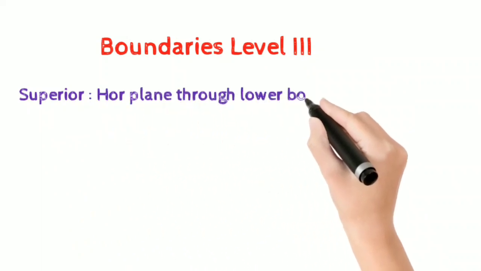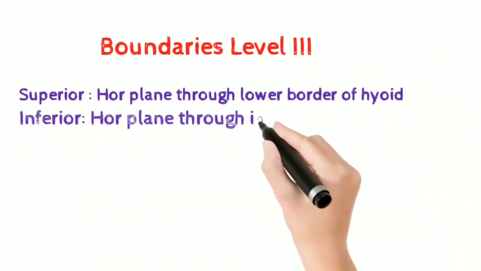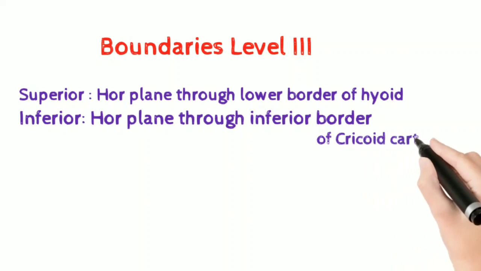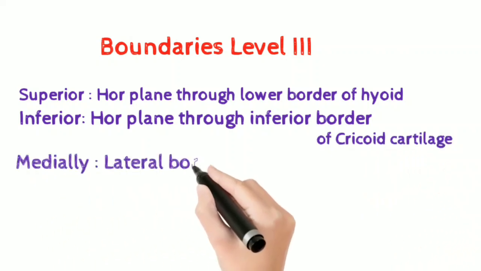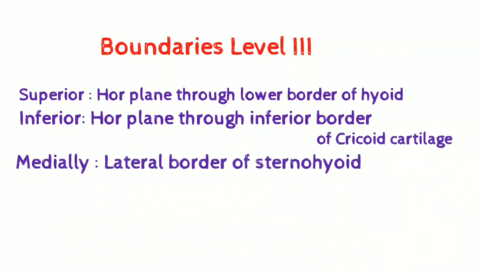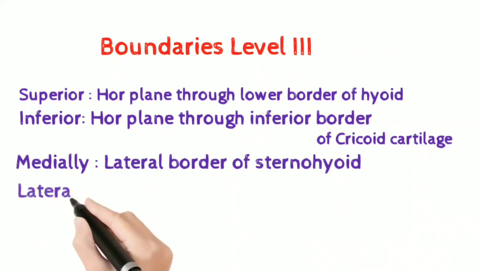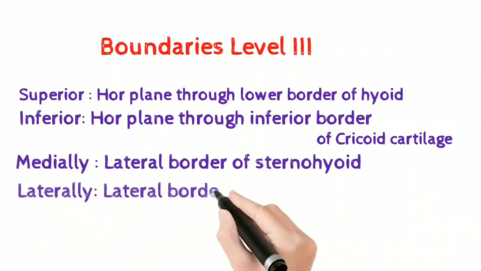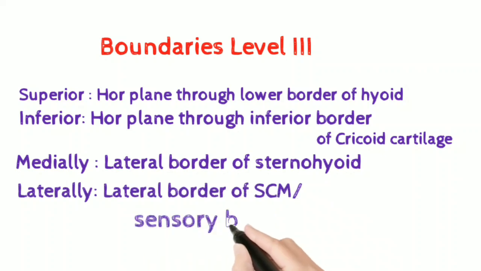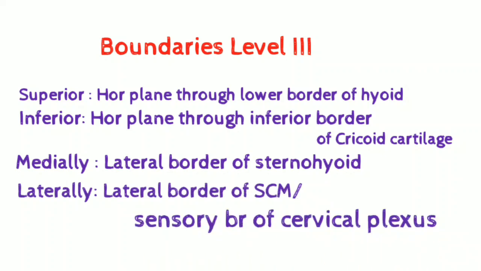Superiorly by a horizontal plane defined by the inferior border of hyoid, inferiorly by the horizontal plane defined by the inferior border of cricoid cartilage. Medially it is bounded by the lateral border of sternohyoid muscle and laterally or posteriorly by the lateral border of sternocleidomastoid or the sensory branch of cervical plexus.